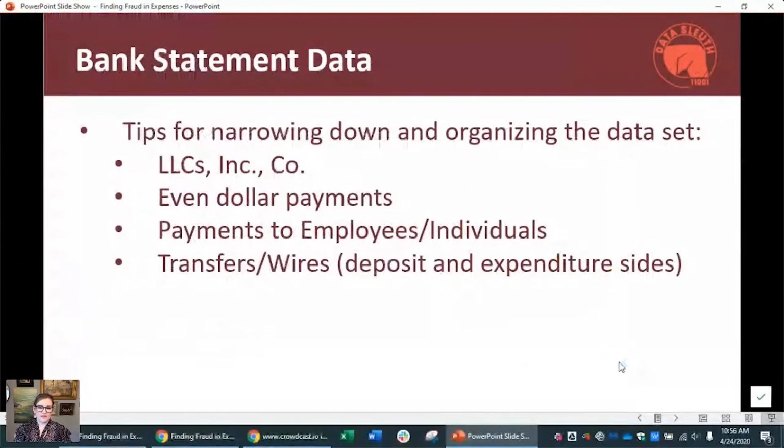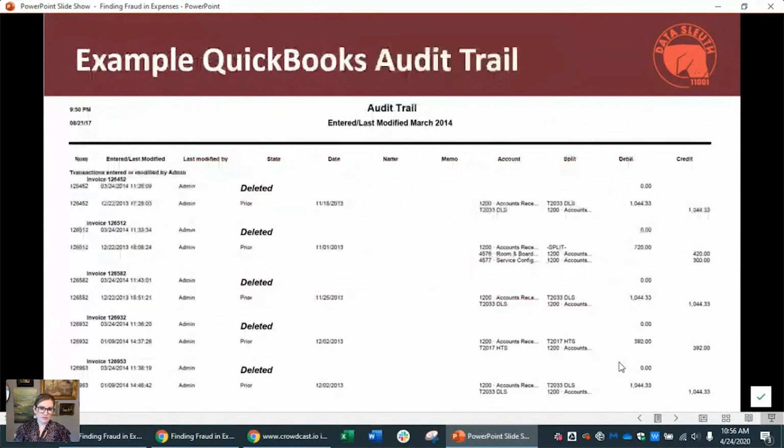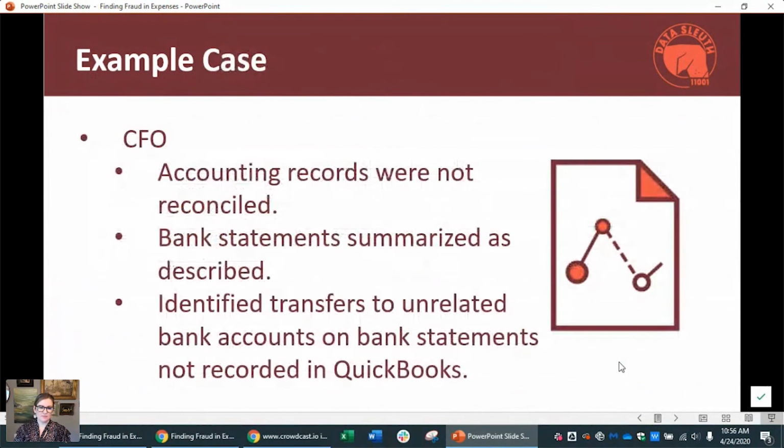So another thing that wasn't in the data set I just showed you, but another thing you want to look at are transfers and wires. Once again, that's why looking at the bank statement is so important. We're also going to review the audit trail like we talked about. I've got an example of an audit trail. So here's a couple of examples.